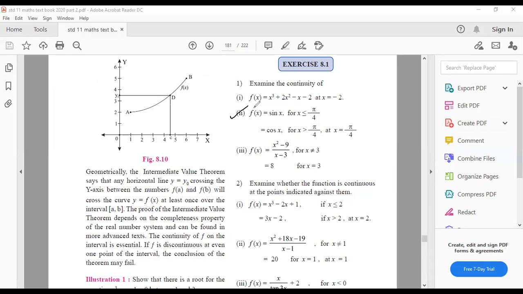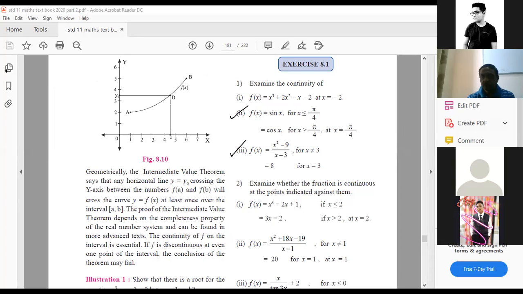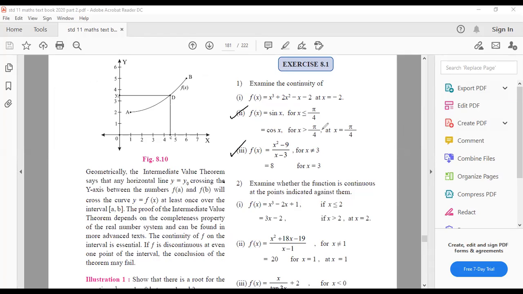Question number 2 is done. Check question number 3 and tell me quickly in 2 minutes. See whether it is continuous or discontinuous. Who is going to give me the answer? Discontinuous. Atharva, you have not answered for quite some time. Atharva?